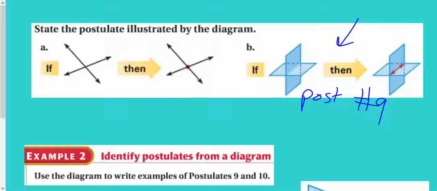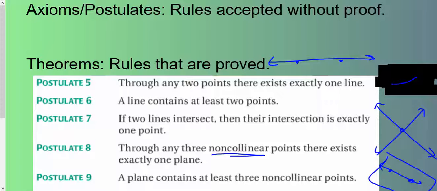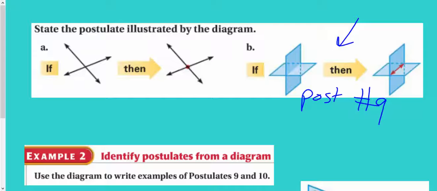And this first one, if 2 lines intersect, then they intersect at 1 point, that would be postulate number 7. And like I said, I have to go back and look at my notes, just because I'm not going to memorize all of these. You just have to know what this is saying. So letter A says if 2 lines intersect, then their intersection is a point. Letter B says if 2 planes intersect, then their intersection is a line.